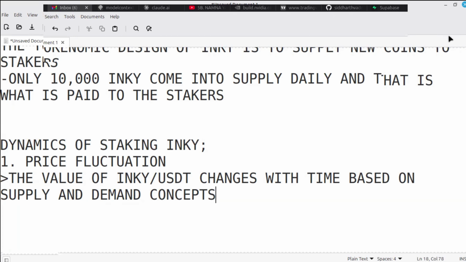Because INKY against USDT is in the open market, and there is no limit of when to buy and when to sell. Anyone from anywhere using a wallet can come in and buy the asset. They can come in and buy INKY. They can come in and sell INKY. So that is something that can't be controlled.